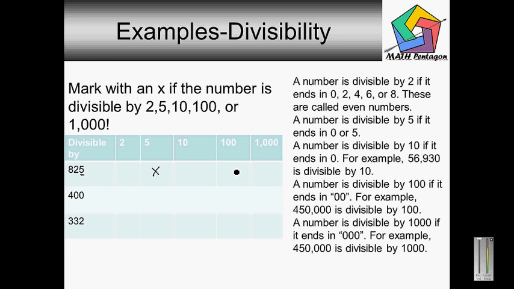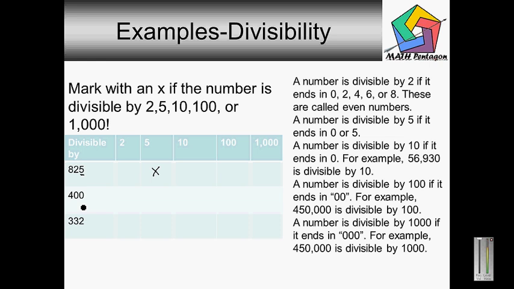A number is divisible by 100 if it ends in 0, 0. No, we have 25 here. And a number is divisible by 1,000 if it ends in 0, 0, 0. No, we have 825, so that's totally out. So we just put an X under the 5.